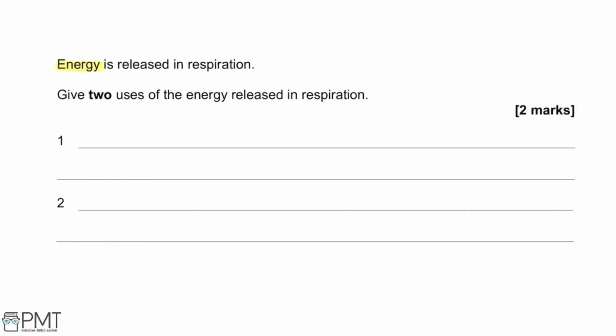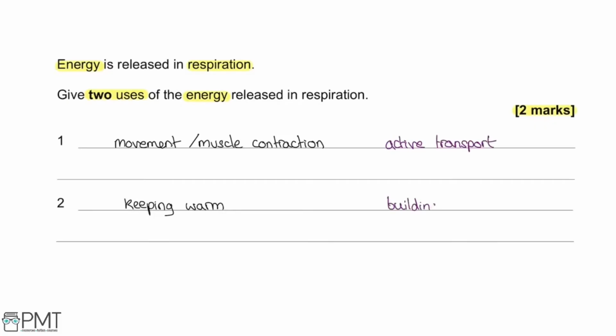Energy is released in respiration. Give 2 uses of the energy released in respiration, and this question is worth 2 marks. There are a few potential answers you could have here. One is muscle movement or contraction, another is keeping warm, another is active transport, which is like diffusion, only it moves against the concentration gradient, which is why it requires energy. And the last could be building up larger molecules in the body.